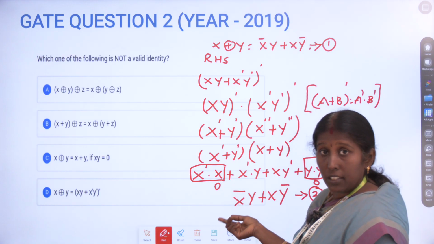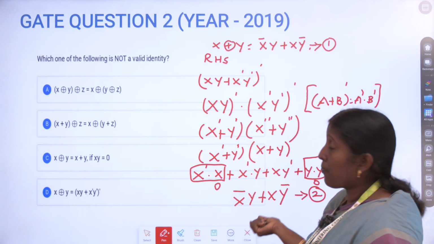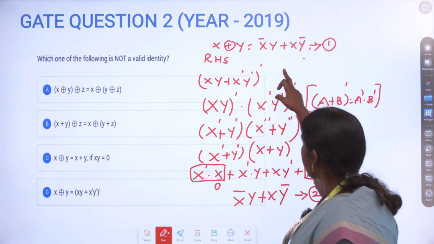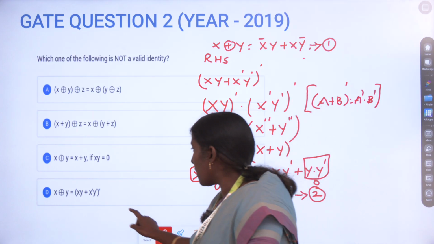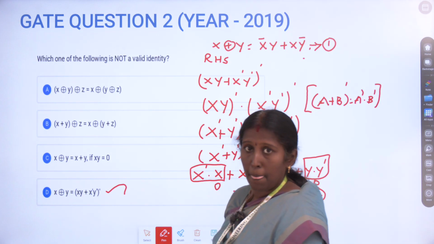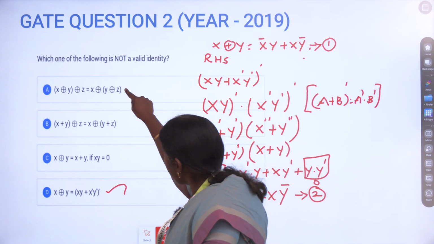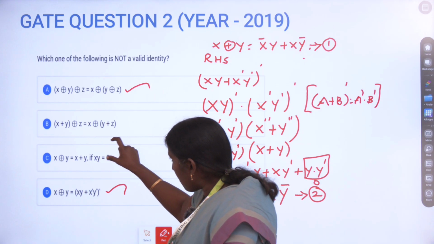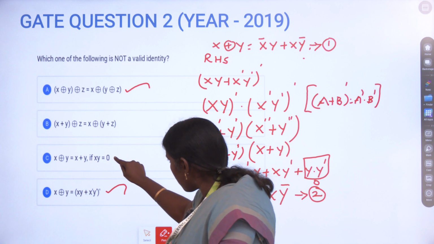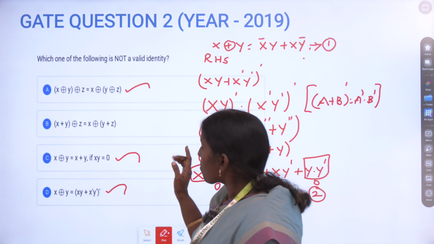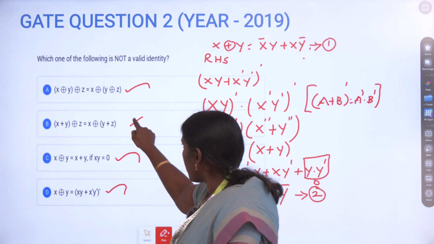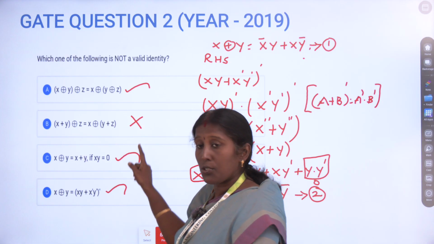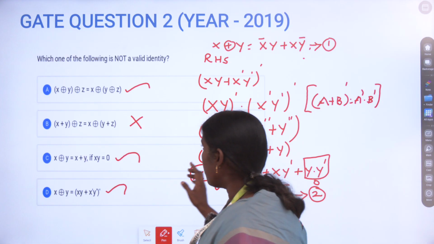So now let me compare equation 1 with equation 2. It is very clear that this equation and this equation are exactly the same. So which means that D is right. Okay, so we saw that this satisfies the law, so this choice is right, and I have explained how you got this. So the final choice which is wrong is B. So B is not a valid identity.